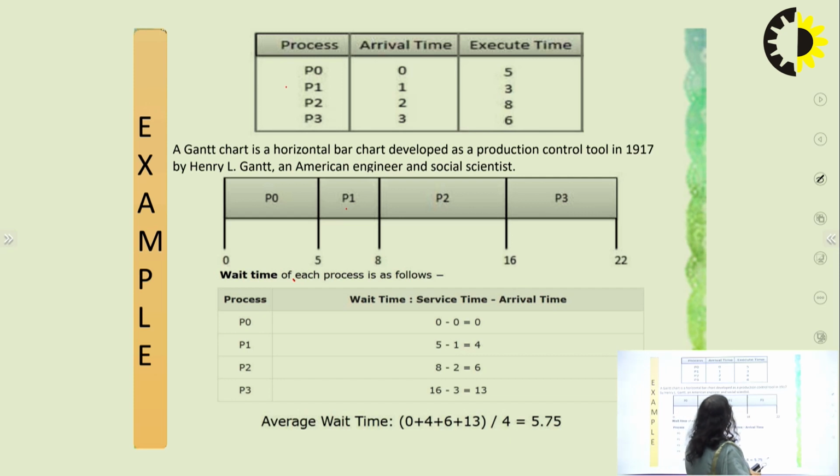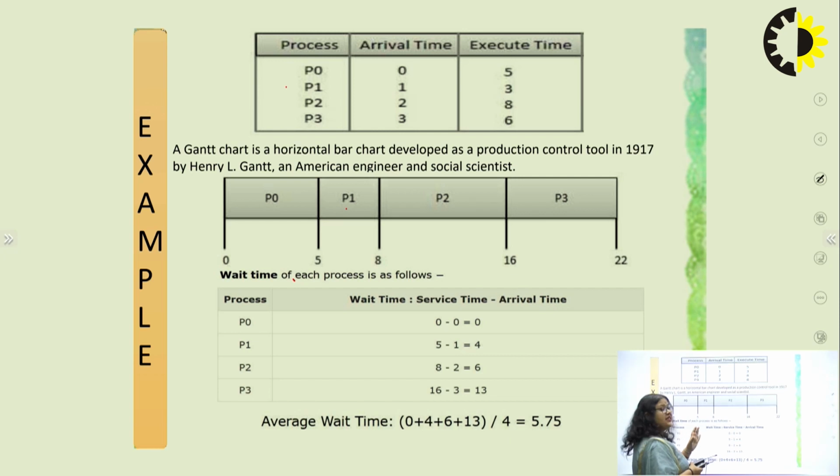Then we assign the process P3 at time 16, and at this time 16 P3 is allocated the processor. So it is in the running state at this time, and we have to terminate that P3 process. It needs an execution time of 6, so we add 16 plus 6, which is 22.